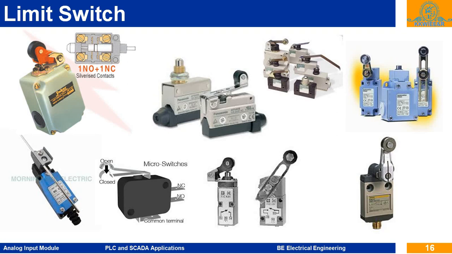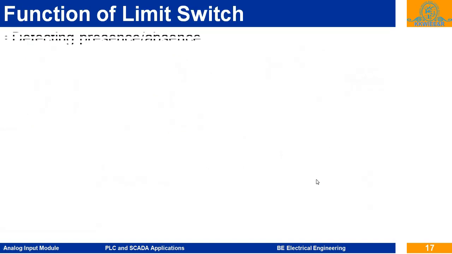By changing the position of these limit switches, we can limit the travel. Or by putting these limit switches on the conveyor, by using, say, rod type limit switches, we can count the number of objects. So this is the limit switch.